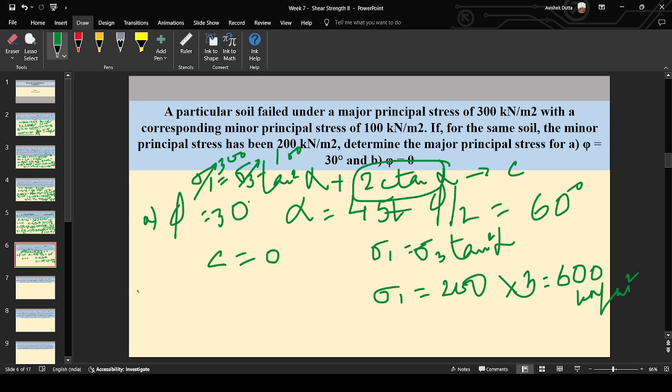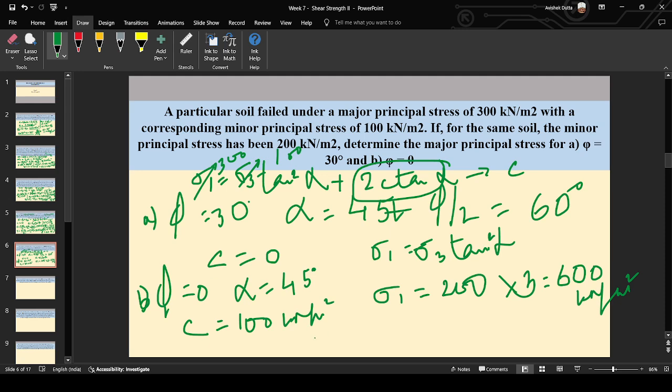For the next case, part B, phi equals 0 degree, from which you can find alpha using the same equation, alpha equals 45 degree. From the first equation, 300 equals 100 tan square alpha plus 2c tan alpha. So with tan alpha equal to 1, you get a value of C as 100 kilonewton per meter square.